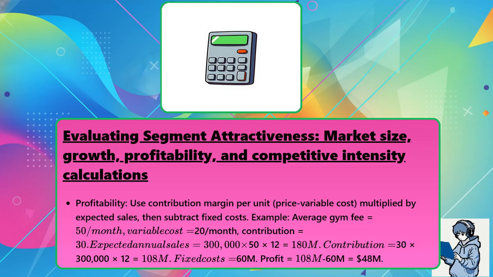Profitability: use contribution margin per unit, price minus variable cost, multiplied by expected sales, then subtract fixed costs. Example: average gym fee equals $50 per month, variable cost equals $20 per month, contribution equals $30. Expected annual sales equals 300,000 times $50 times 12 equals $180 million. Contribution equals $30 times 300,000 times 12 equals $108 million. Fixed costs equal $60 million. Profit equals $108 million minus $60 million equals $48 million.